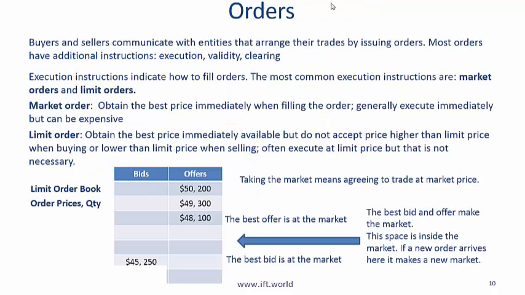Next we come to different kinds of orders. Buyers and sellers communicate with entities that arrange their trades by issuing orders. Most orders have additional instructions such as execution, validity, and clearing. The point is simple. If you want to buy or sell, you have to tell your broker that you want this many shares and you want to buy or you want to sell.